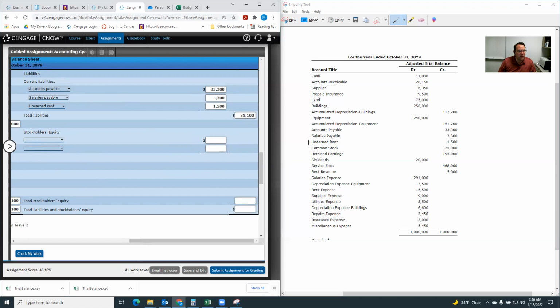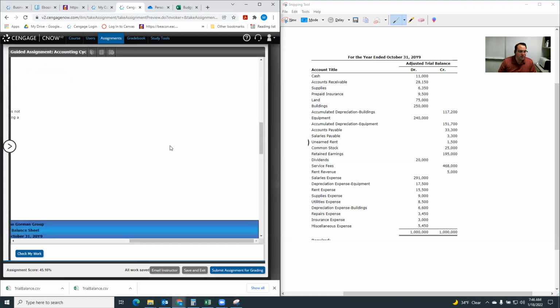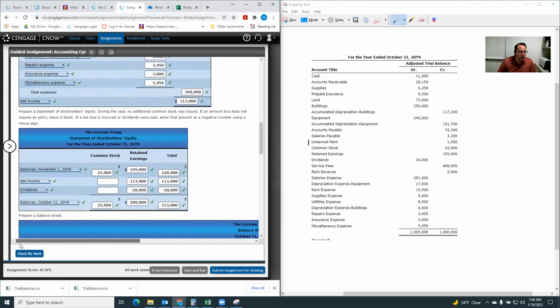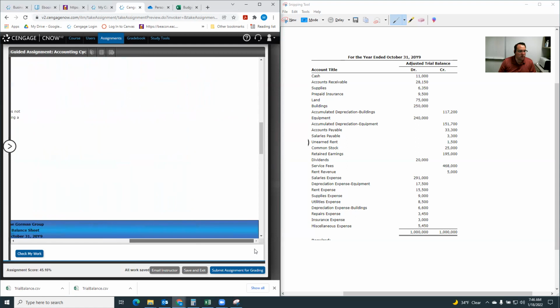Doesn't look like we have any long-term liabilities, so we'll go right into stockholders' equity, which will be our common stock and our retained earnings. Common stock we could take right off of the trial balance, 25,000. But our retained earnings, we calculated the new retained earnings up here of 288,000. So that's the number we'll use.